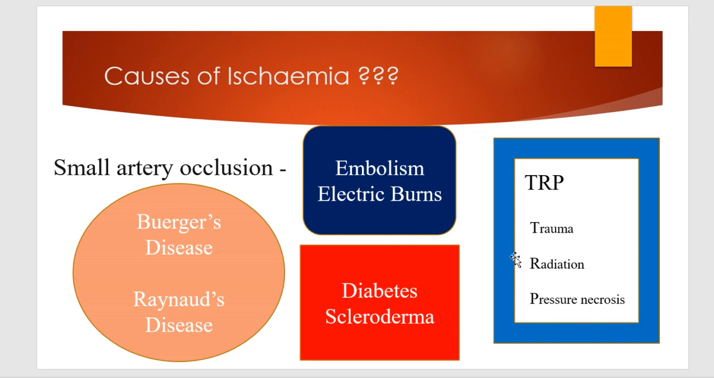Right? So in this slide, we are just going through the causes, and these common causes are going to affect the small arteries leading to ischemia. Again, Buerger's disease, Raynaud's, embolism, electric burns, diabetes, scleroderma, trauma, radiation, pressure necrosis, TRP, right?